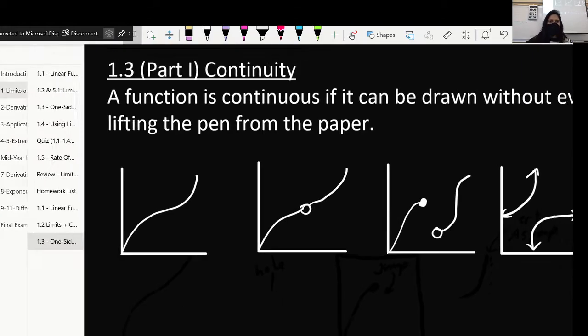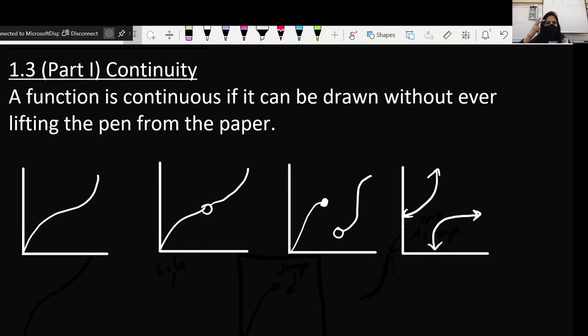Record this. So we're doing 1.3, part 1, continuity. A function is continuous if it can be drawn without ever lifting the pen from the paper. Kind of review, because although you may not have called it this, you've seen all of these before, right?